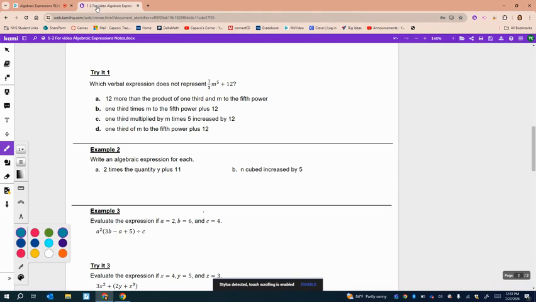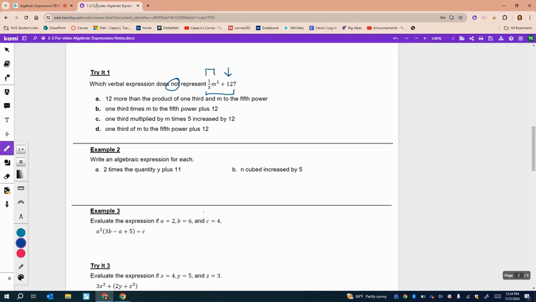Okay, in our next example, it says which verbal expression does not represent our expression there. Okay, so we have A, B, C, or D. Now, it's always easy to get tricked up on these. So let's just make sure we're careful. Letter A says 12 more than the product of 1/3. So 12 more than, right? Product means to multiply 1/3 and m to the fifth power. That looks okay. So that does match. That's a yes. Let's look at letter B. 1/3 times m to the fifth power. That's right. 1/3 times m to the fifth power plus 12. That one matches.